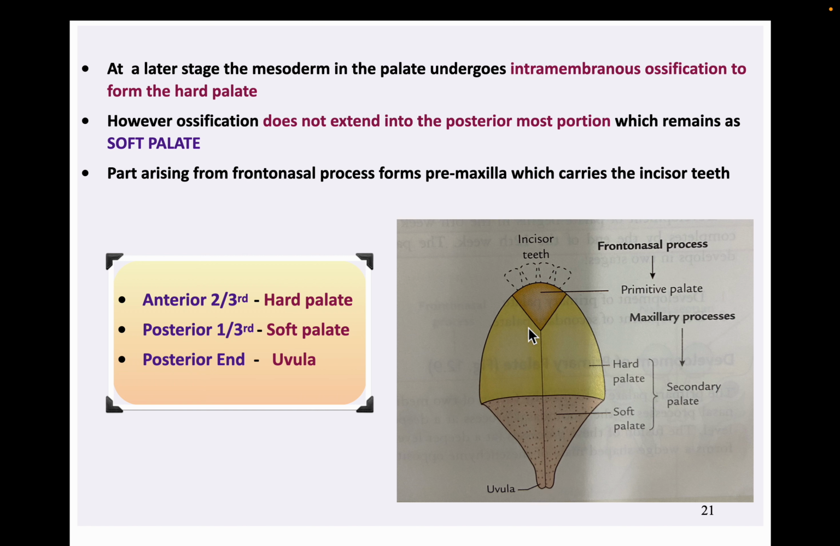Now this anterior 2/3 is contributed from the frontonasal process as well as from the palatal processes of the maxillary process, but the soft palate is getting the contribution from the maxillary process only, and the uvula is just the part of this. So it is the posterior-most portion of the soft palate.